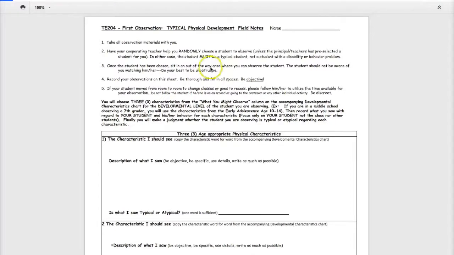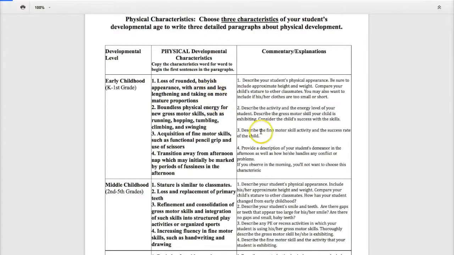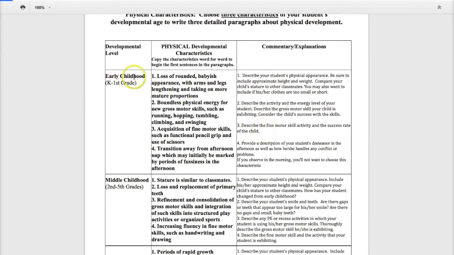So when you're gathering your information, you will have three physical characteristics that you're going to be looking for. You should have also been given this chart right here. So for example, if you're an early childhood person, you're watching someone in kindergarten or first grade, you're going to be looking for three of these four physical development characteristics.